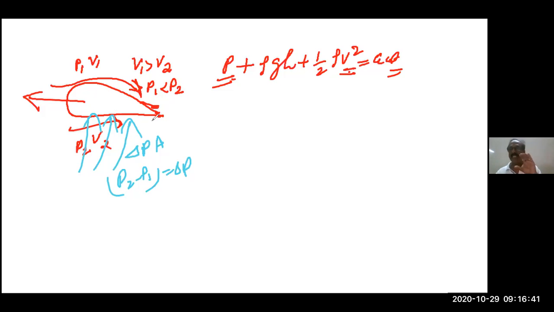So when the flight is moving forward, the velocity of the air above the wing is higher than the velocity of the air below the wing. Therefore, the pressure above the wing is less than the pressure below the wing, by Bernoulli's theorem. Then the downward pressure is more, and the pressure difference acts from down to up. That pressure into the area of the wing is the upthrust.